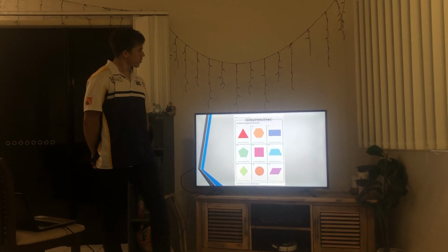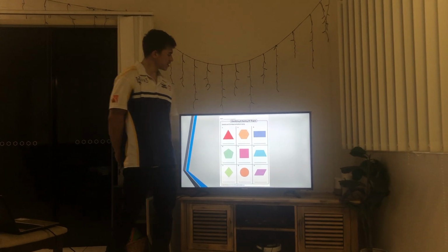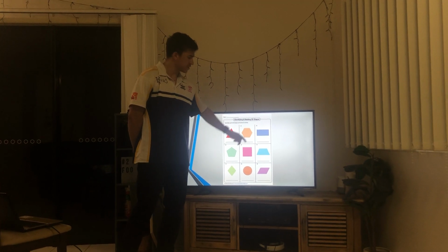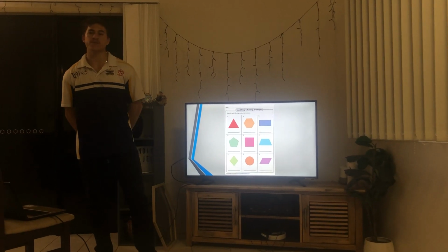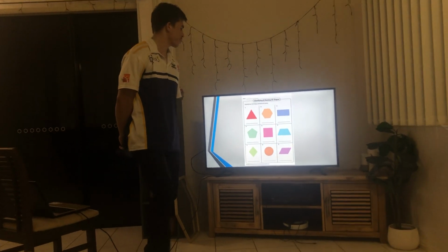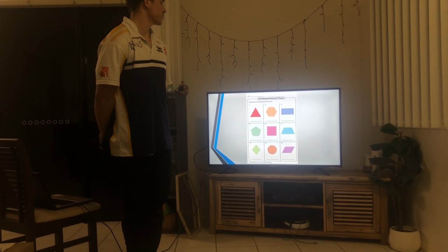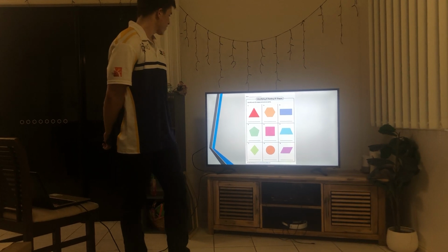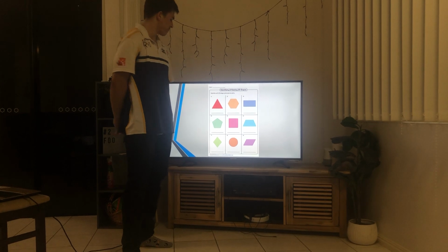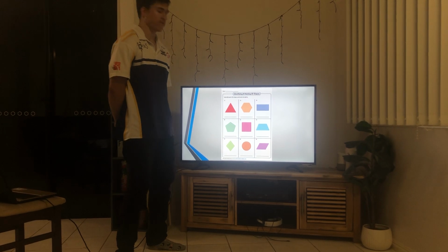And number 2, we have 1, 2, 3, 4, 5, 6 sides, and 1, 2, 3, 4, 5, 6 corners. Who can tell me what shape this one is? Perfect, that is a hexagon. And number 3, can I get Alana? A rectangle. That's brilliant. Number 4, we have together 1, 2, 3, 4, 5 corners, and we have 1, 2, 3, 4, 5 sides.